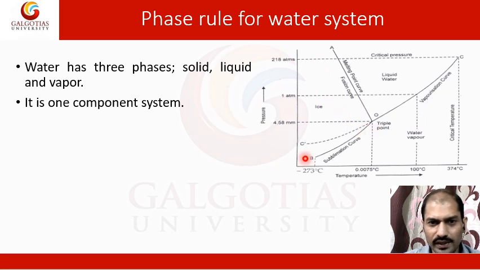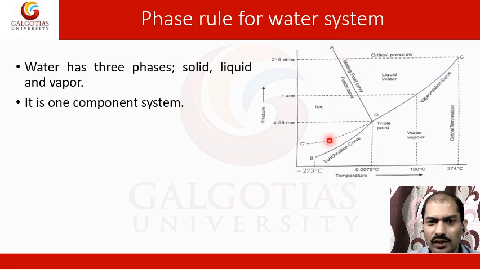You can see here a temperature and pressure graph. Here it has pressure in millimeters, and here you can see the temperature. This point represents 0.0075 degrees Celsius, here it is 100 degrees Celsius, and this one represents 374 degrees Celsius. Here is one atmosphere, and like that, on the y and x coordinates, this phase diagram has been made. So you can see a number of correlations from this graph.